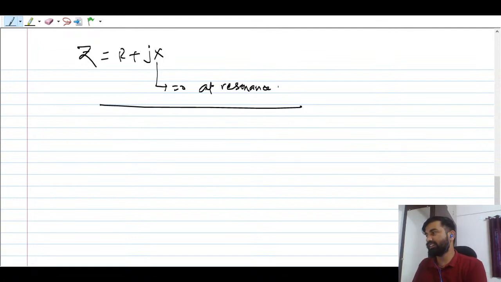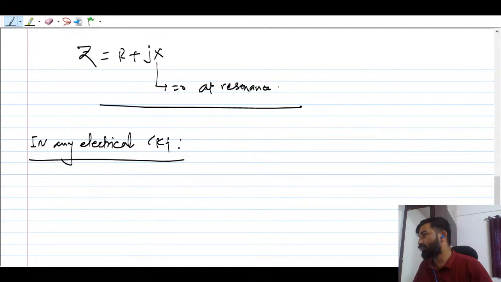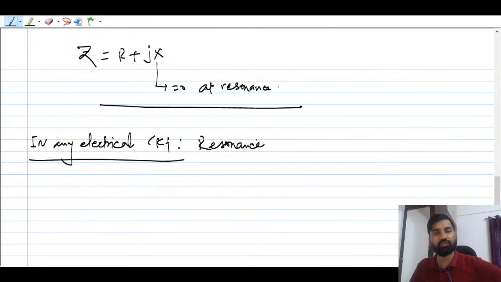So in any electrical circuit, resonance can occur, okay? In any electrical circuit, the resonance can occur provided we have two similar but opposite nature of energy storage elements. That's what I have told you also. That's what I'm now writing, so you have to keep in mind so that your notes will become good, right?